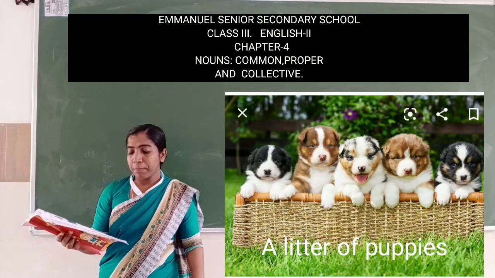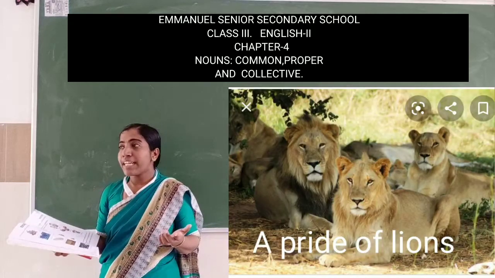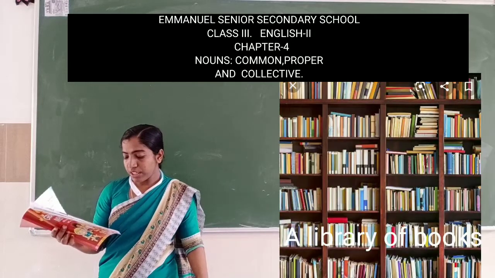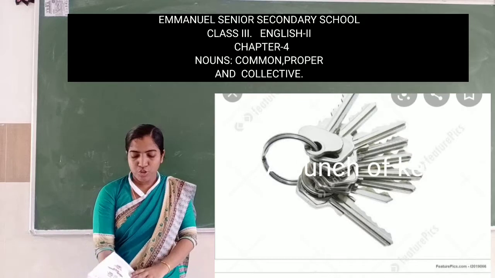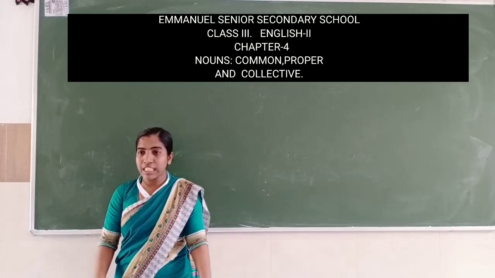And next is a pride of lions. For the group of lions, we say a pride of lions. A library of books. A class of students. And the last is a bunch of keys. So I think you all understood this chapter 4 clearly about the proper noun, common noun, and collective noun.